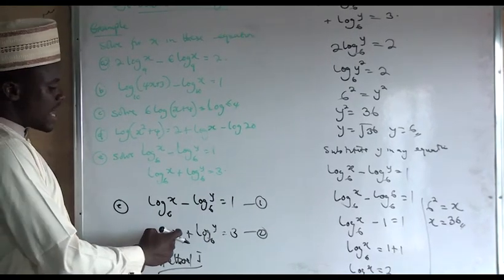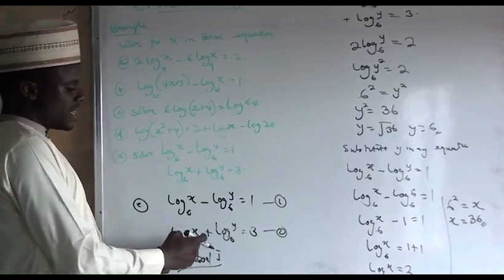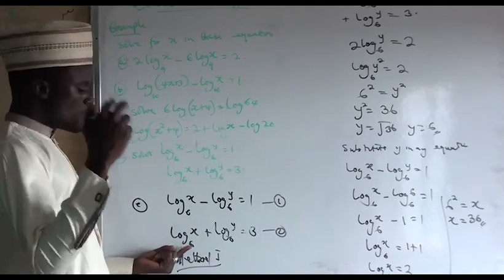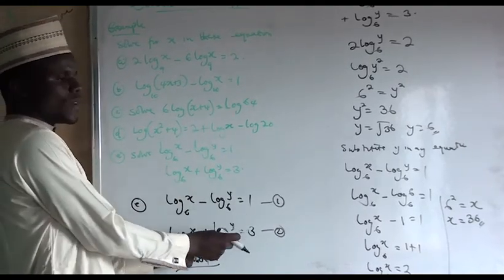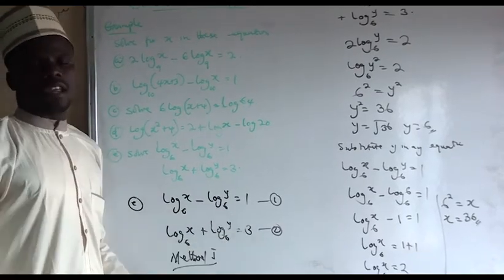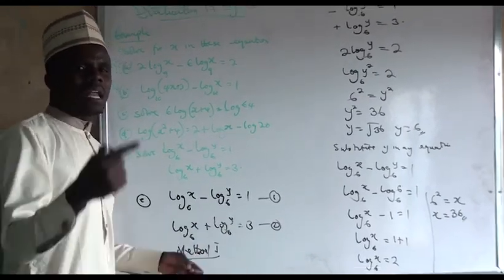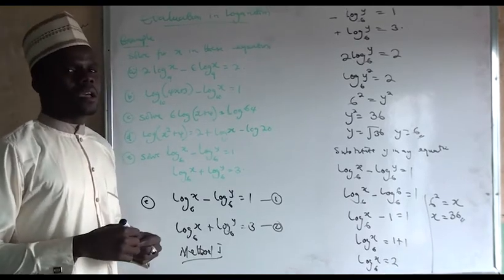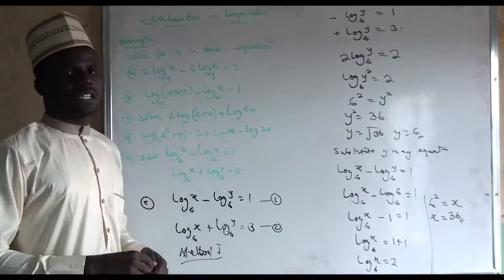And here we have log 36 base 6 is 2, plus log 6 base 6 is 1. So 2 plus 1, we're going to have 3. And this is method 1. Let's try another method and see how to solve this simultaneous equation.